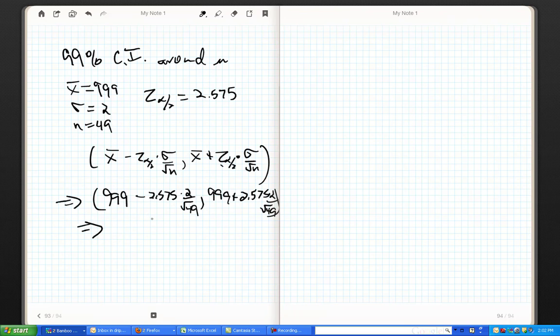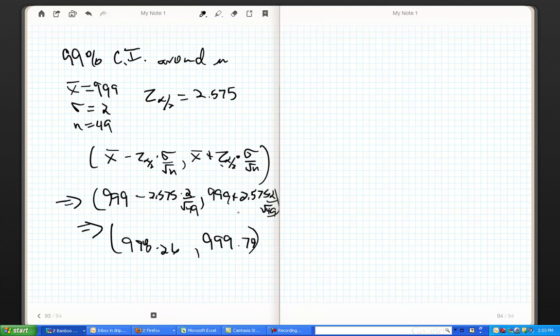I need to speak some languages of mathematics here, so bear with me. I've already got most of this in my calculator, so I'm going to enter 2.575 and hit enter, and I end up with 999.74 when I add, and when I subtract, I get 998.26. Now, let's compare that real quick.